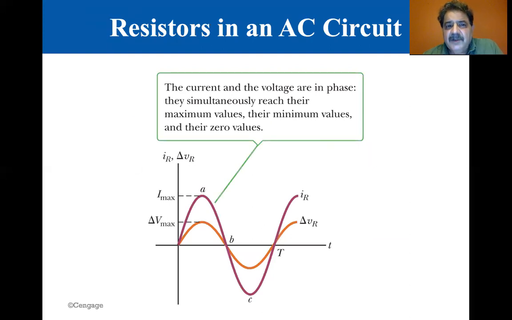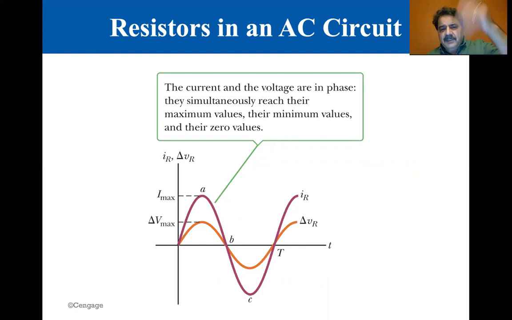Okay, the current and voltage are in phase. They simultaneously reach their maximum values, their minimum values, and their zero values all at the same time. So you can see the voltage starts at zero, and the current is at zero. The V max happens at that first hump, and so does I max. Then it comes back down, back to zero, and then goes negative, and it just repeats. You can see the lowercase i R and the lowercase delta v R. That's the current and the voltage across the resistor. So it's perfectly in phase.